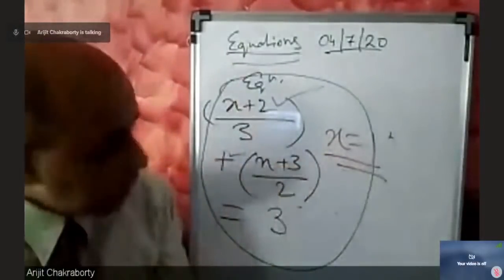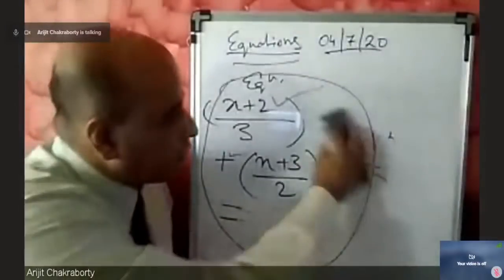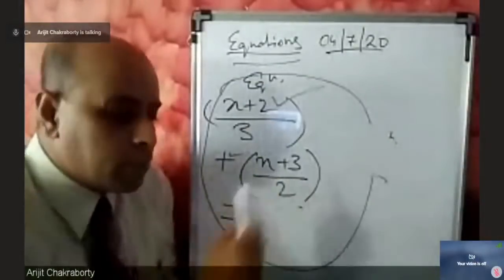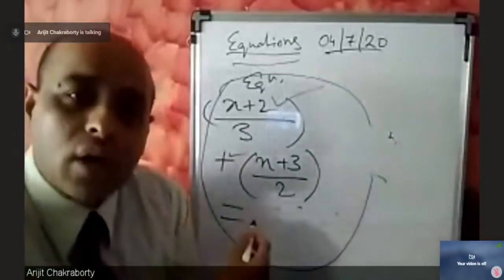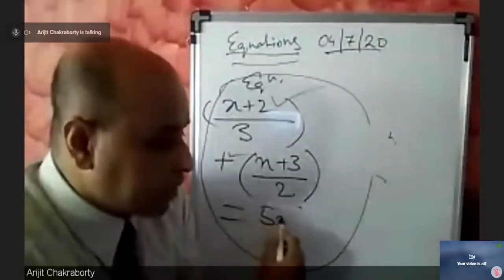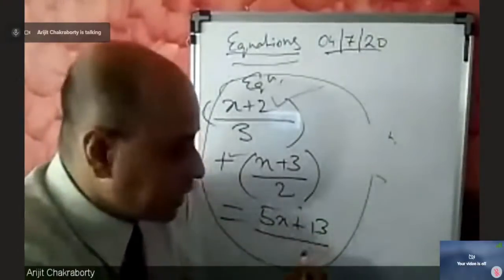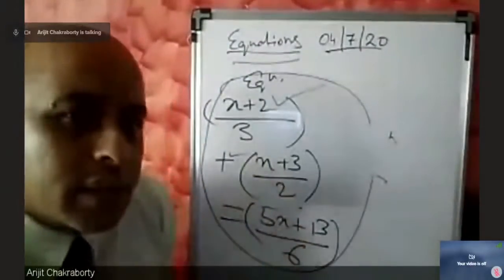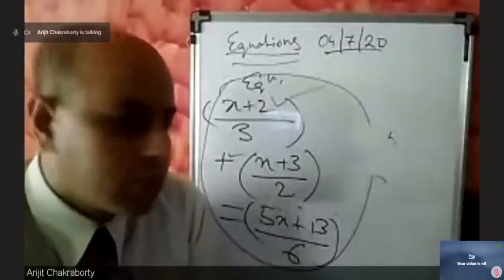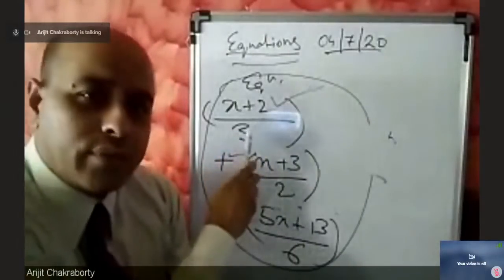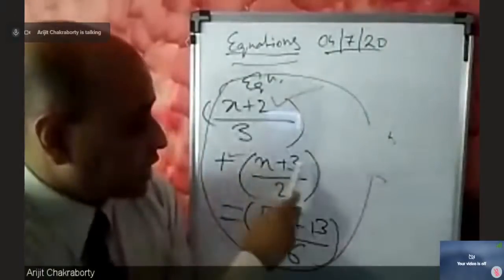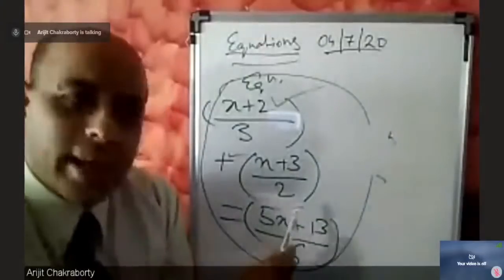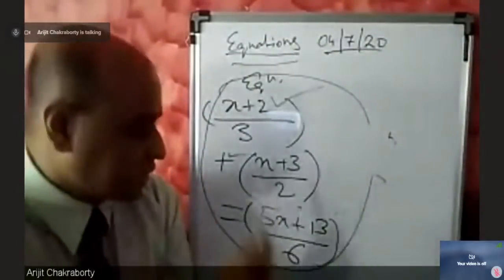But if you have this equation, (x + 2)/3 + (x + 3)/2, and on the right hand side I write (5x + 13)/6. So now let us see this once again. On the left hand side we have (x + 2)/3 + (x + 3)/2. On the right hand side we have (5x + 13)/6.